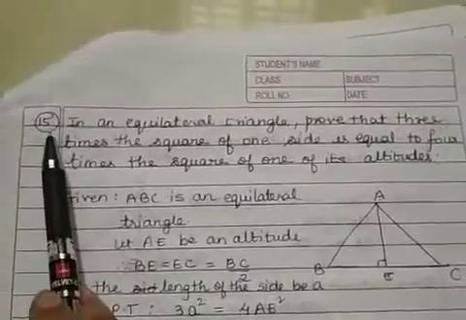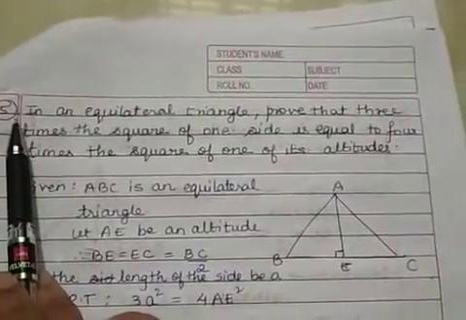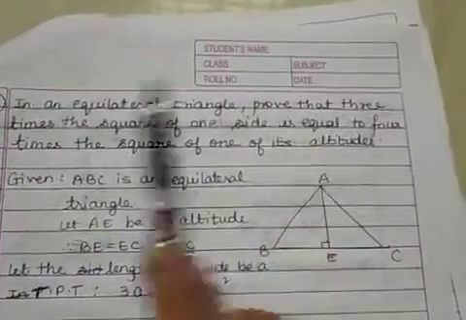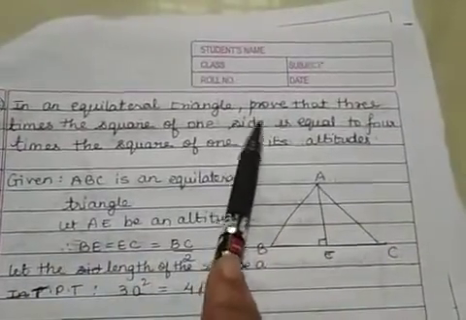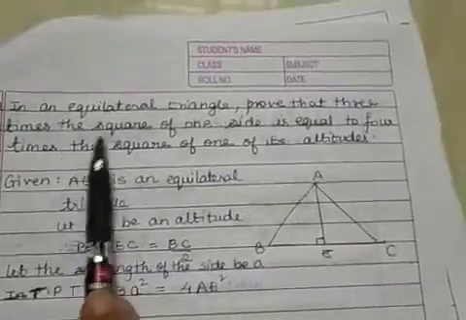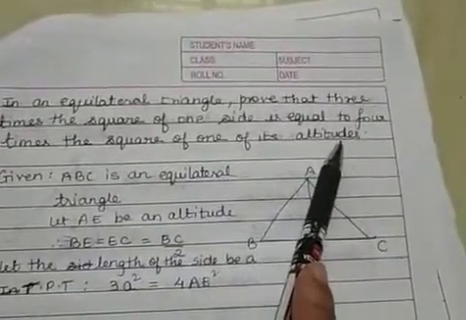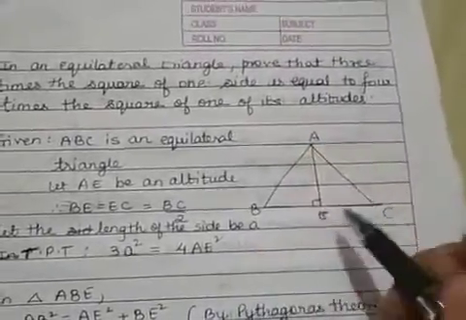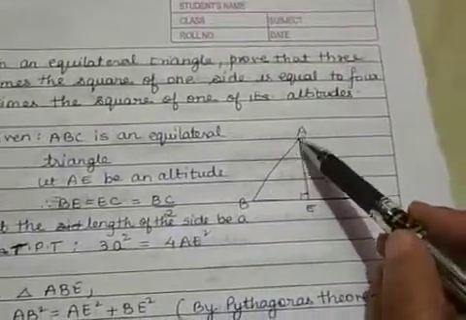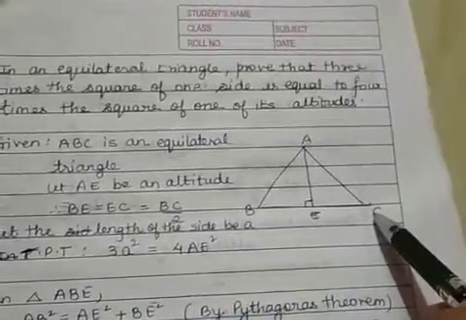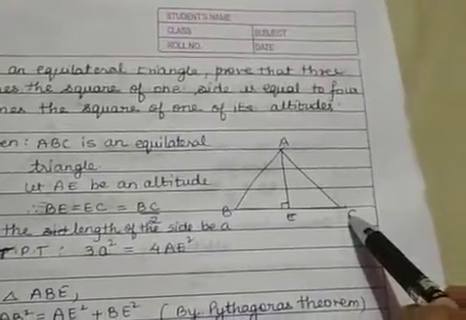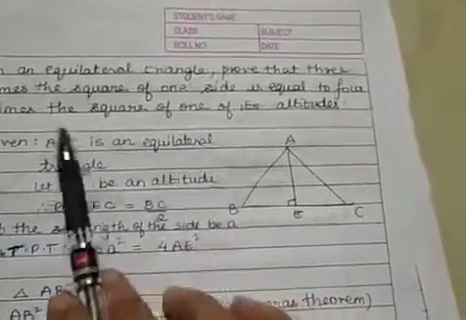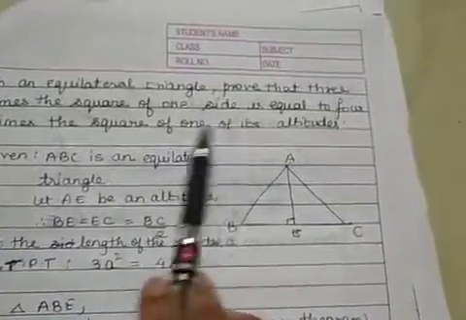Now let us solve the 15th question. The 15th question says, in an equilateral triangle, prove that 3 times the square of one side is equal to 4 times the square of one of its altitudes. Okay, here you are not given the figure, so let us draw an equilateral triangle ABC. In this equilateral triangle, you have to prove 3 times square of one side equal to 4 times the square of the altitude.